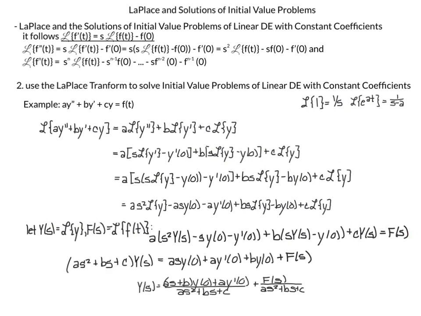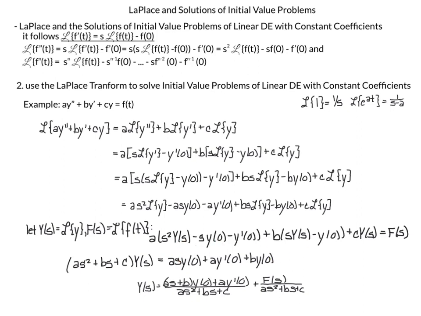And like we did in our last example, we're going to group all of our Y of s's together. So I have an a s squared, I have a b s, and I have a c. We're going to group, and I'm going to move it to the other side of the equation for now. I'm going to have my a s y naught, and again, since I move it to the other side of the equation, it becomes positive. And I have my b y naught. Oh, and I also have my a y prime of 0. And I think that takes care of all of our terms here.